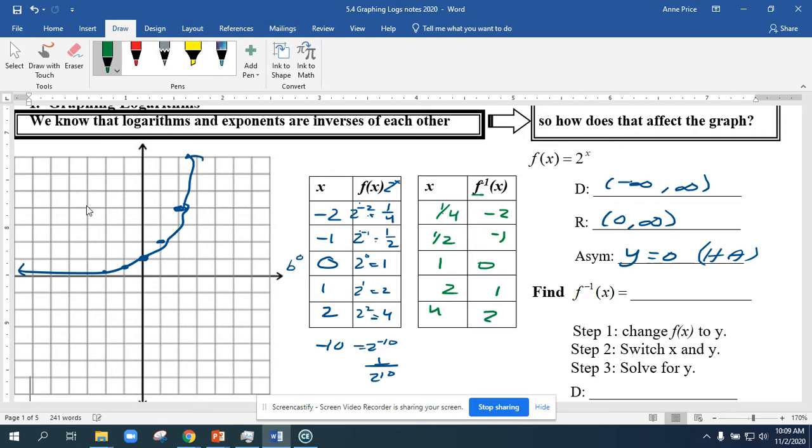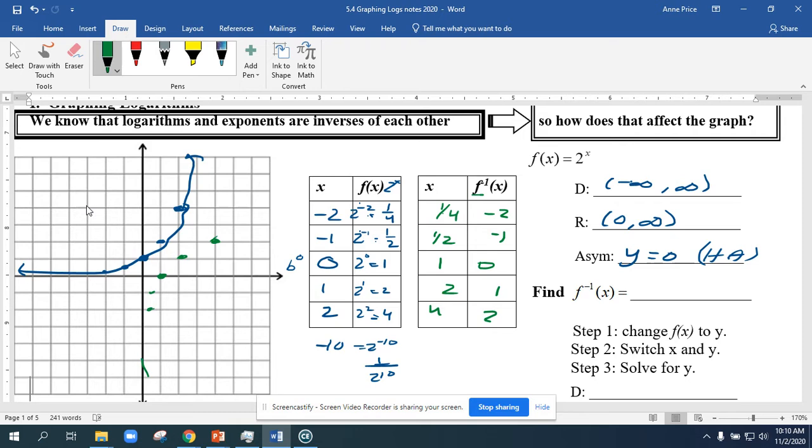So the logarithmic function, instead of crossing at 0, 1, crosses at 1, 0. And then at 1/4 over, we're down at -2, so maybe right about there. And then we're at 1/2. And then at 2 over, I'm up at 1. And at 4 over, I am up at 2. So logarithmic functions graph very slowly.